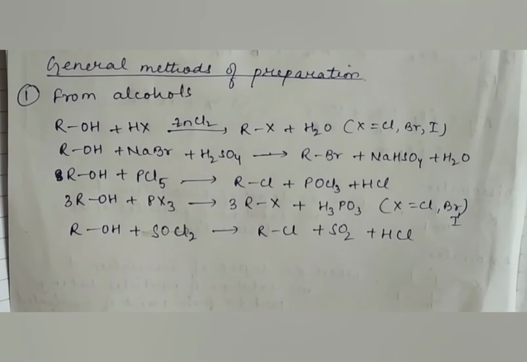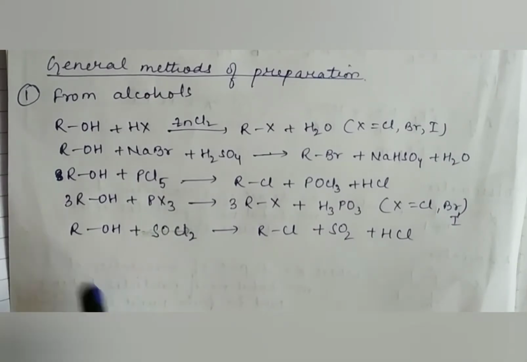Now next we shall discuss the general methods of preparation of alkyl halides or haloalkanes. That means how can we prepare different types of alkyl halides by using different methods and different reactions. So we will study these reactions. Number one, from alcohols. That means when the starting material is an alcohol. So these are the following reactions by using which we can prepare alkyl halides by using alcohol as a starting material.